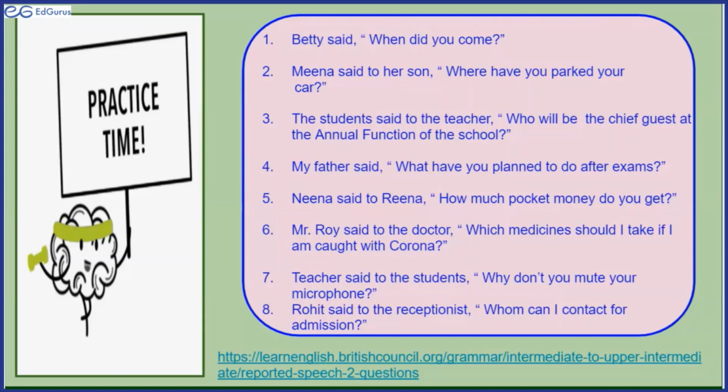Meena asked to her son. Not "to." Said to is changed into asked. Meena asked her son where he had parked his car. Very good. Very good attempt.